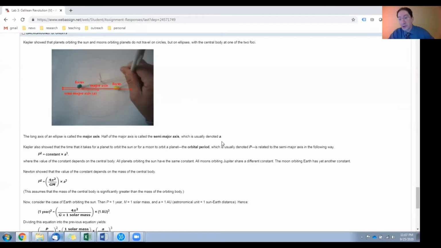Now, the other quantity of importance is how long it takes for the orbiting body to go completely around. And we call this the orbital period, and we denote that with the letter P.